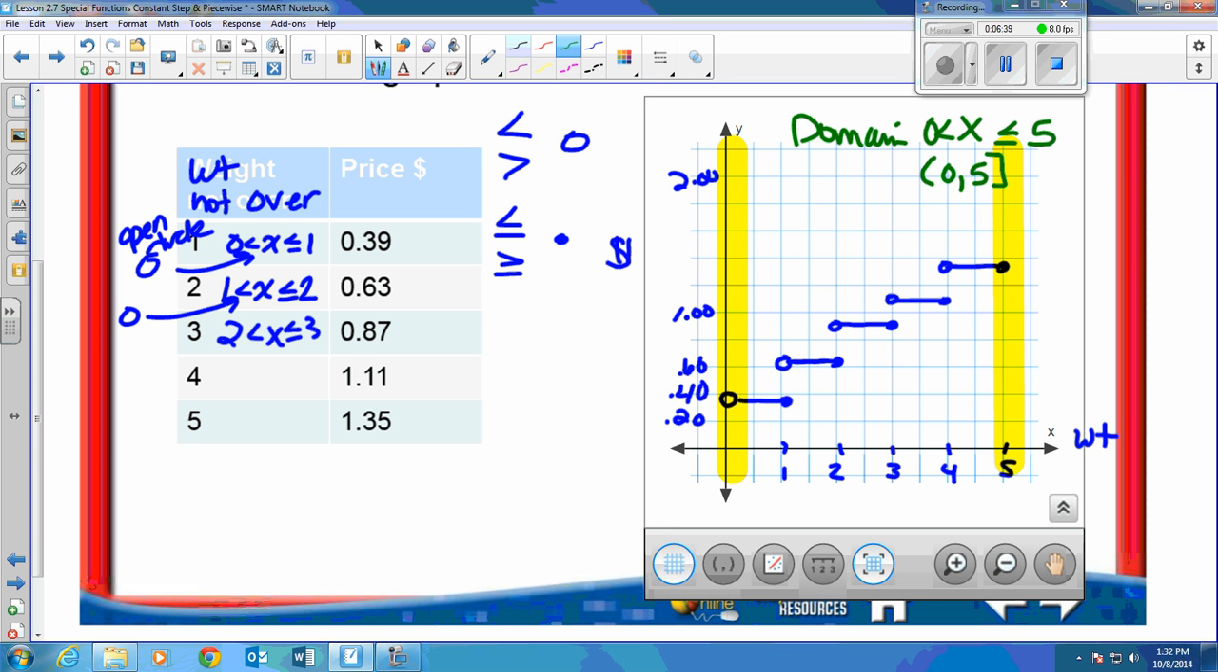I'll take your answer either way. I'd like you to be able to get to interval notation, but if you give me a right answer in either form, I'll take it.